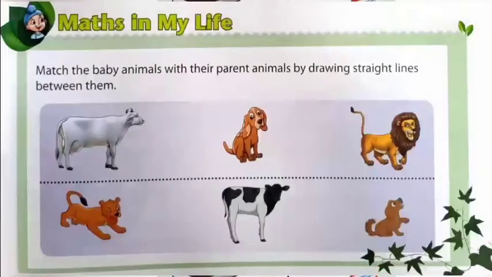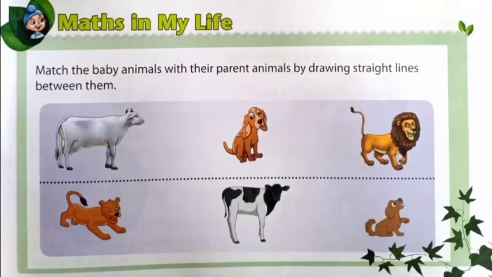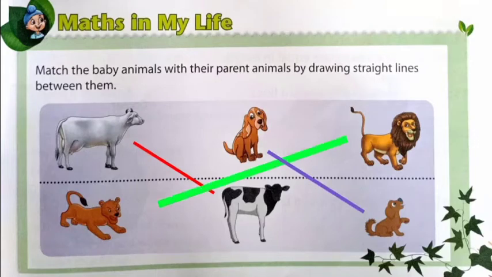Here is an example of maths in our daily life. दोस्तों, हमारी लाइफ में मैथ्स कैसे हो सकता है? You are given: match the baby animals with their parent animals by drawing straight lines between them. So let's match them one by one. Cow with a calf, dog with a puppy, and lion with a cub.